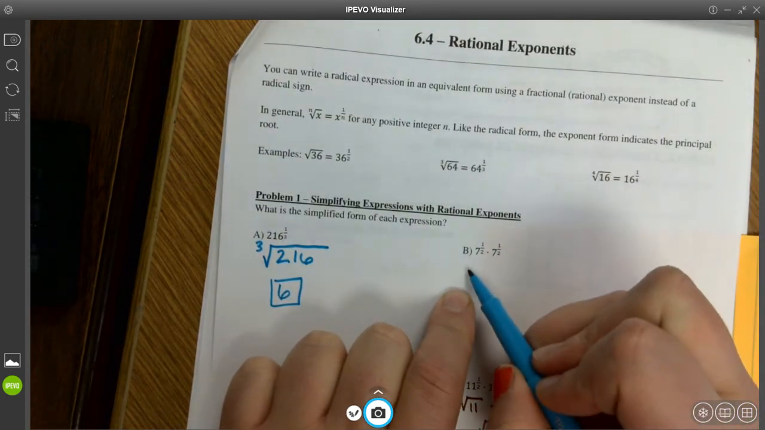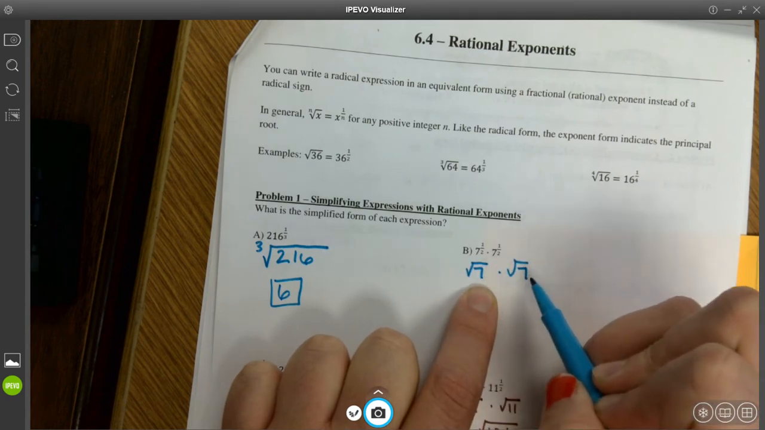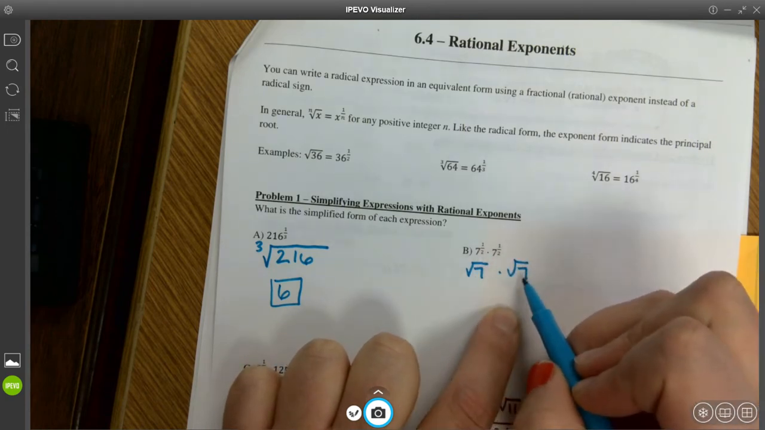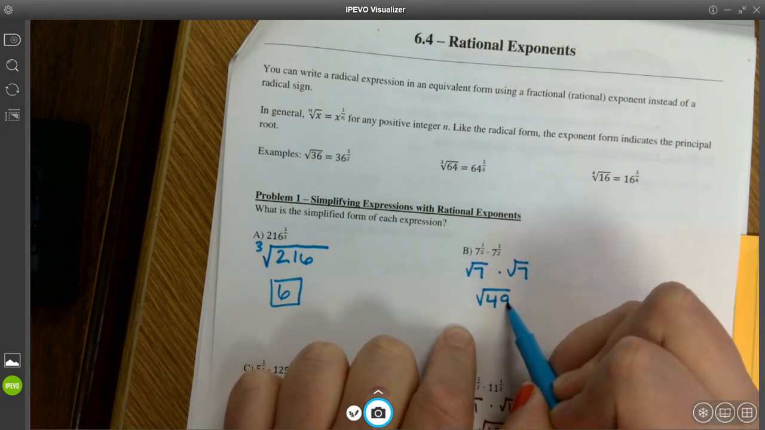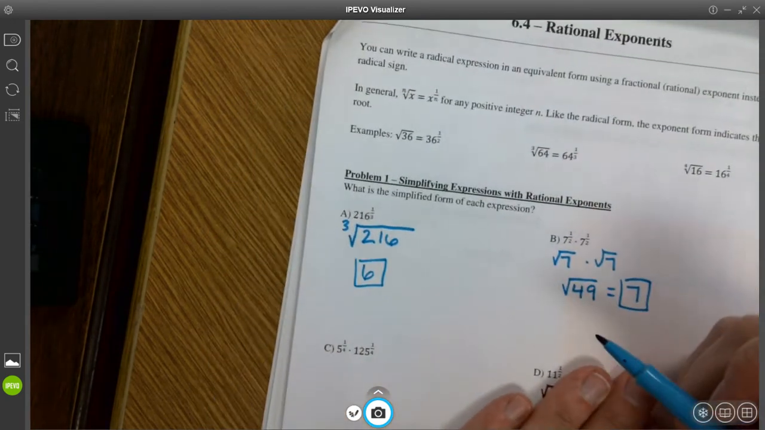Now this is going to be rewritten as the square root of 7 times the square root of 7. You do not multiply these exponents. Square root of 7 times square root of 7, square root of 49, which is just equal to 7. Okay, we're starting off easy.